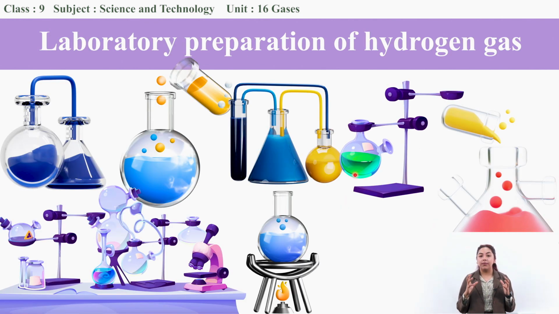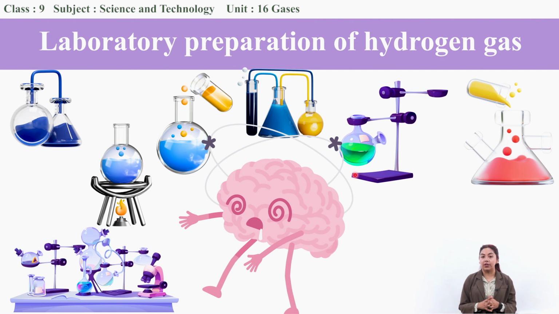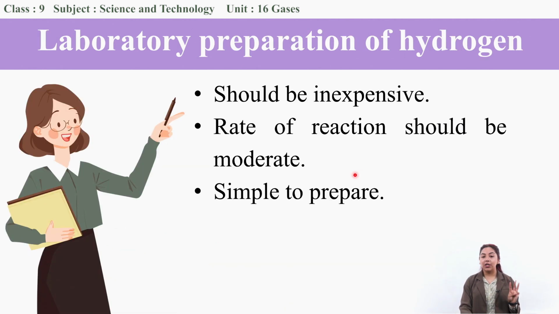Now there are many methods that can be used to prepare hydrogen gas in the laboratory. So it might be confusing as to which method is preferred over the other. So there are 3 major points that you must keep in mind while choosing the perfect method. The first is the preparation method should be inexpensive, so it should not cost much. The other point is the rate of the reaction should be moderate, so that students like you can control the reaction and it is not dangerous for you. The last point is it should be simple to prepare, so all students can easily prepare it in the laboratory by themselves.